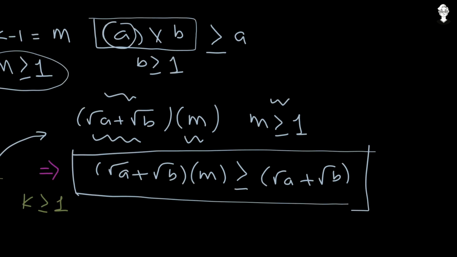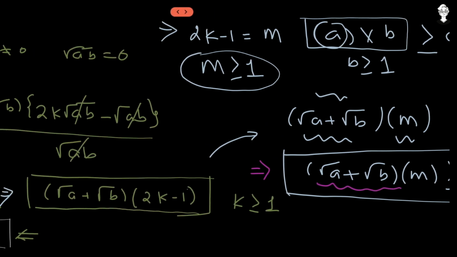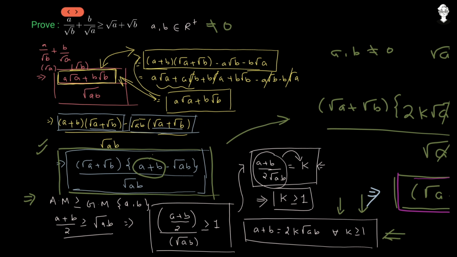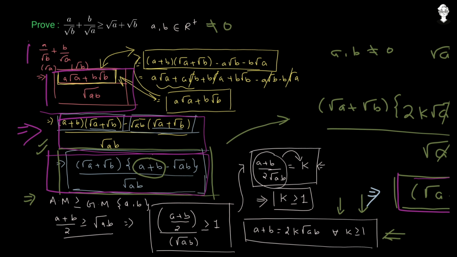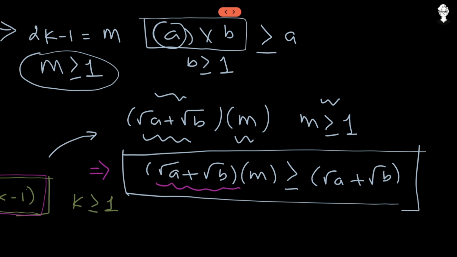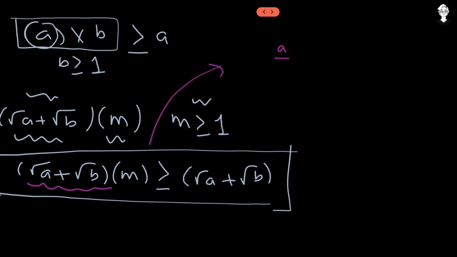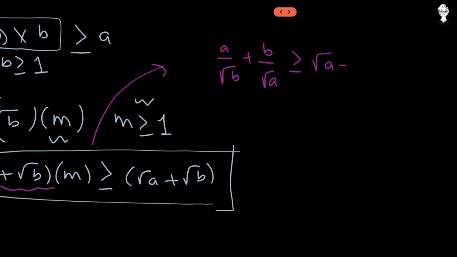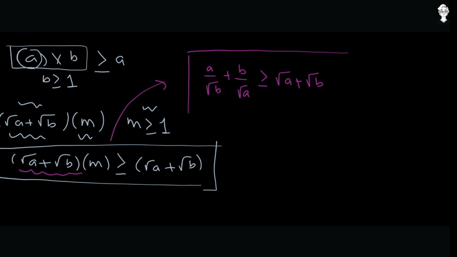So here we have this particular inequality. Now remember that this particular thing, square root of a plus square root of b into m, is ultimately square root of a plus square root of b into 2 times k minus 1. And this thing we got from here was finally equal to a upon square root of b plus b upon square root of a. So this thing is ultimately the modified form of a upon square root of b plus b upon square root of a. So we can just replace this thing, and this thing is always greater than or equals to square root of a plus square root of b, and that's the answer that we were looking for. Remember, this was the inequality that we had to prove.